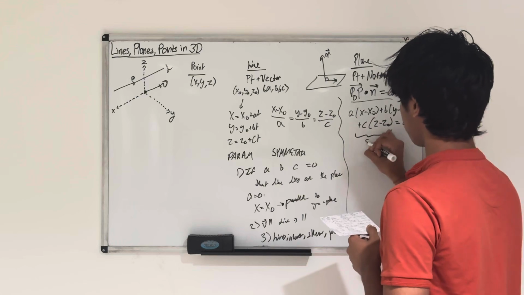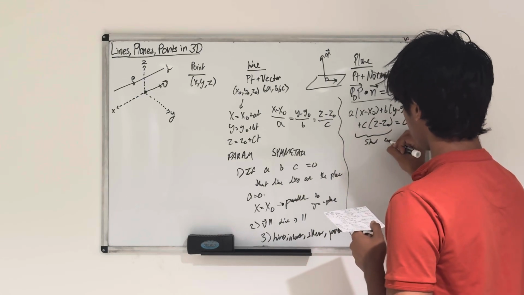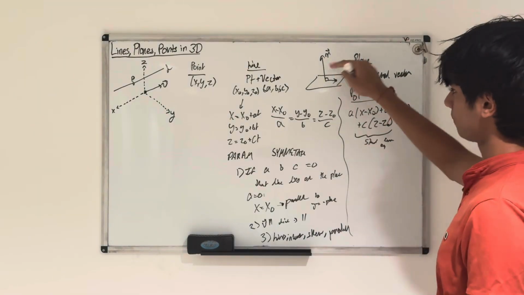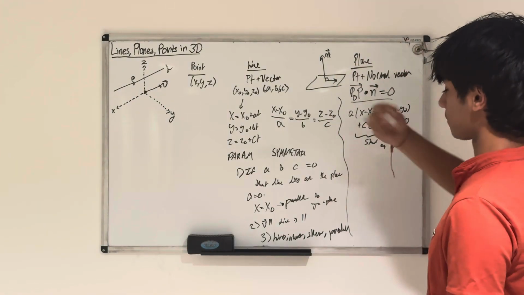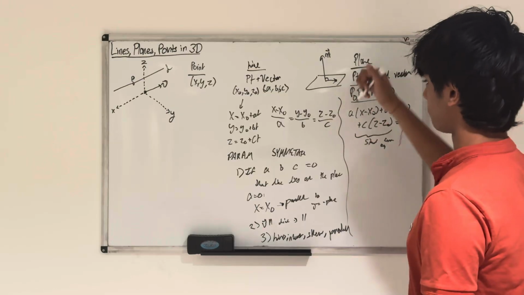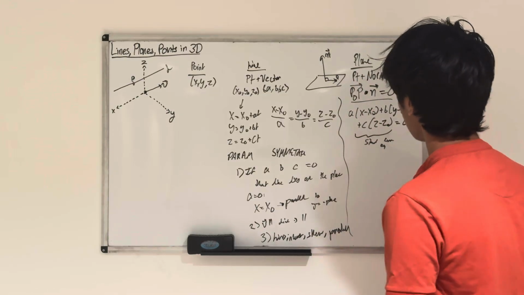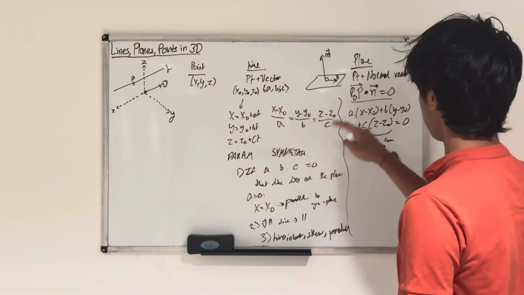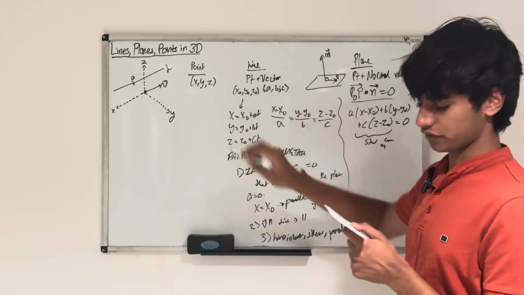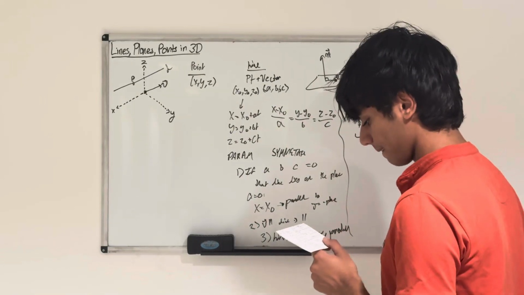And this is called the standard form equation. So again, A, B, C is just a normal vector, its components, and then x0, y0, and z0 is just the point P that we picked. So it's pretty similar to this equation, but again, it's a little different because we're using a normal vector instead of a direction vector.